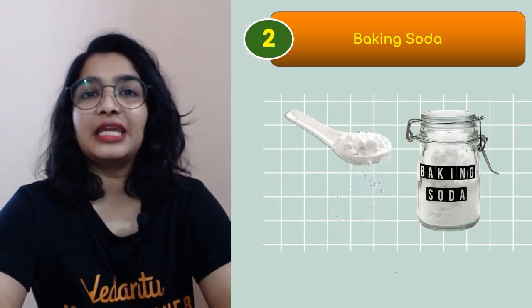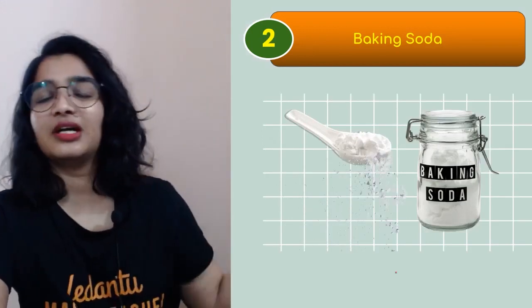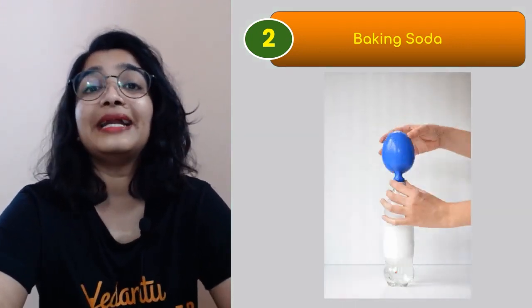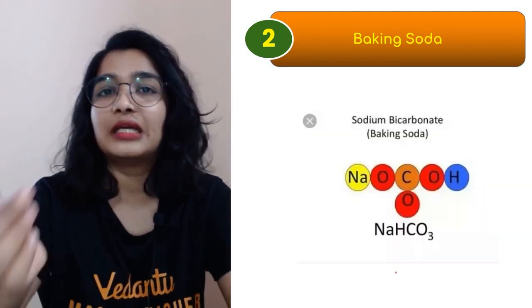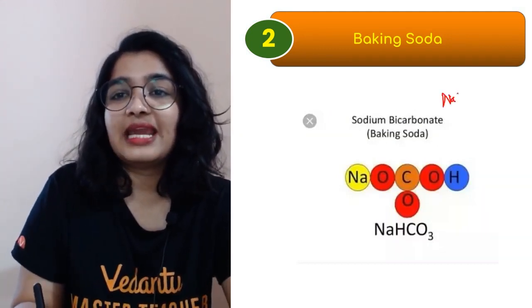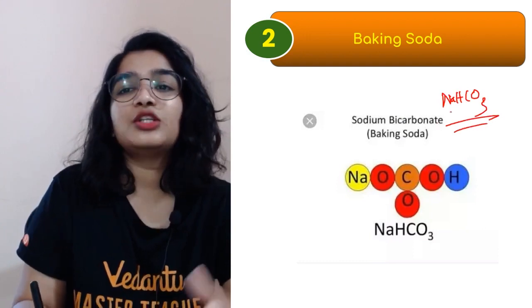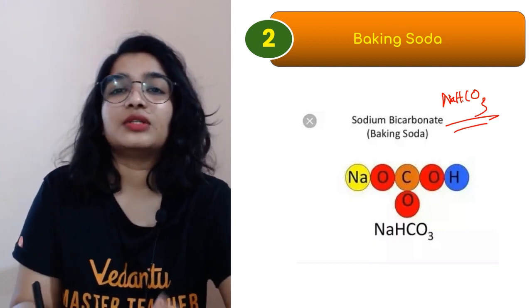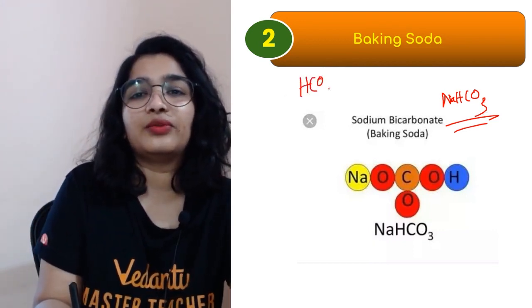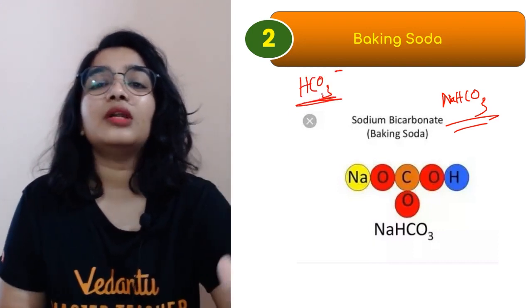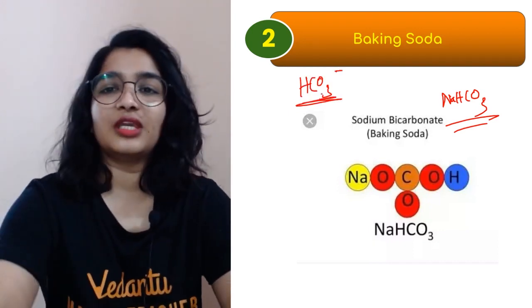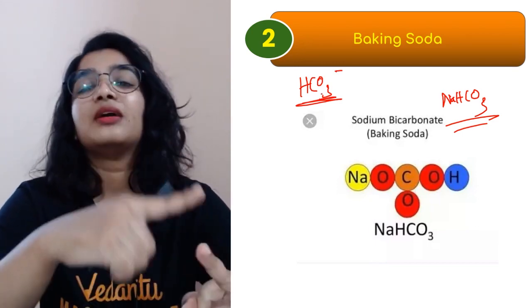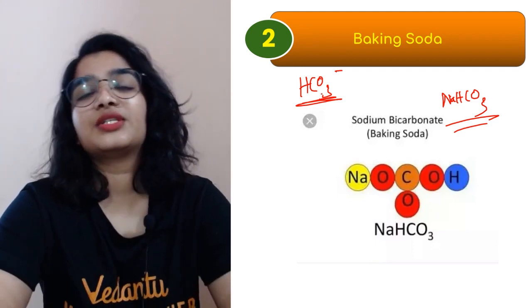The second one is baking soda. Again, we use it in our kitchen, but what is its chemical name? Its chemical name is sodium hydrogen carbonate or sodium bicarbonate. Its chemical formula is NaHCO3, with HCO3- being the bicarbonate or hydrogen carbonate ion. So baking soda is the common name, sodium bicarbonate is its chemical name, and its chemical formula is NaHCO3.